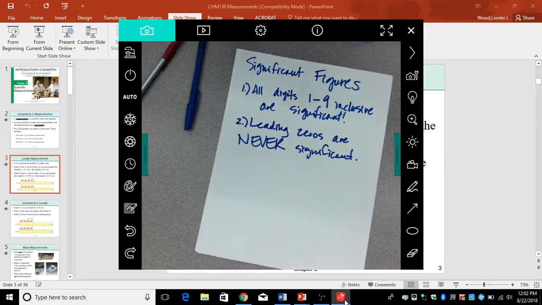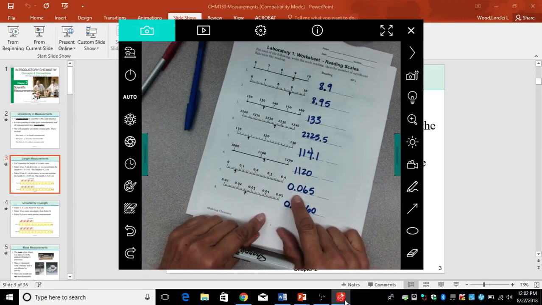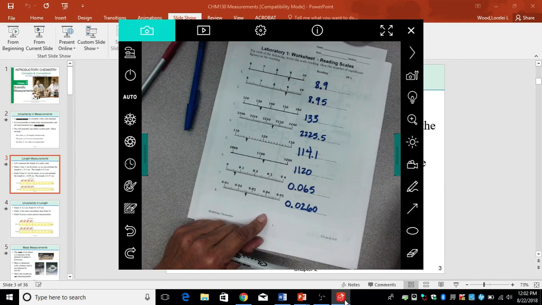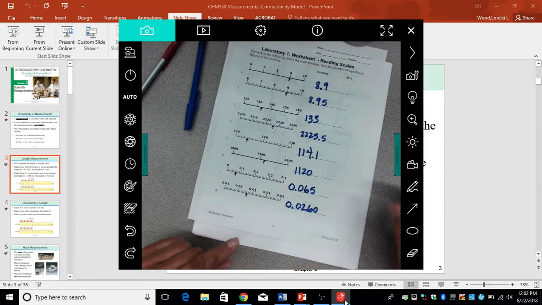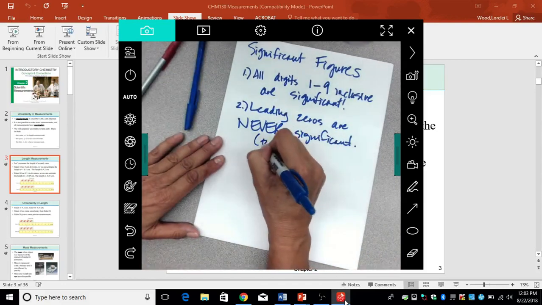Example, leading zeros, numbers that you reported on your sheets would be a good one to look at. The last 2 entries, 0.065, the 2 leading zeros, they are not significant, they are simply placeholders. They were not measured. There was nothing in that place. So 0.065, those two zeros are not significant. 0.0260, the first two zeros are also not significant. So leading zeros are never significant. That's generally because they are placeholders.